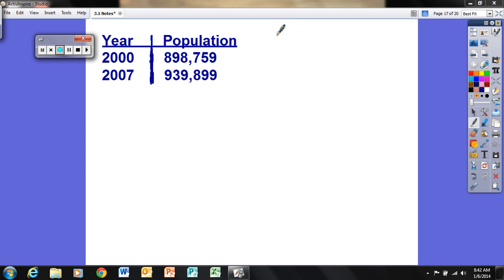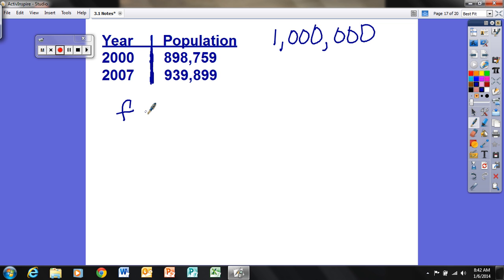1 million, so remember that's 1 with 6 zeros after it. So we're kind of getting close here, but really not sure, but it's an exponential growth. So, 1 million people. First, what we need to do is figure out an exponential growth function. How do we do that? Well, we know that our exponential growth is going to look something like f of x is equal to a times b to the x.